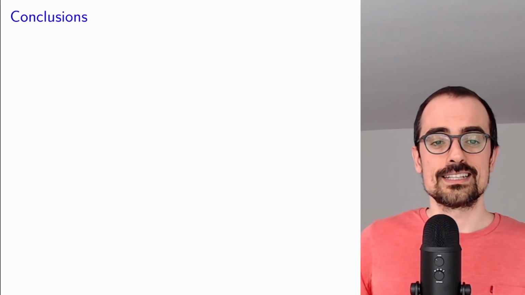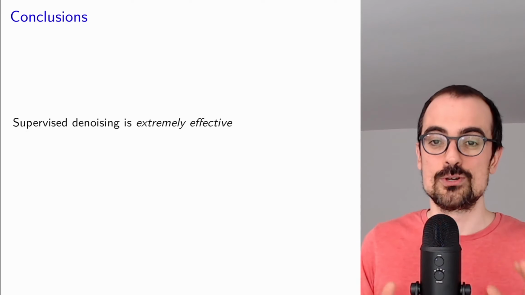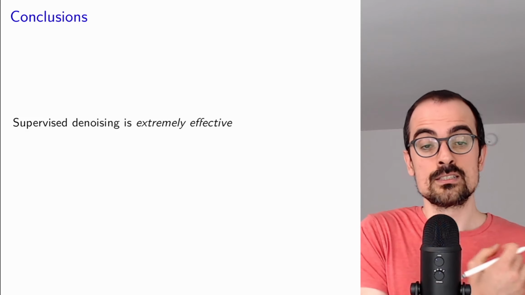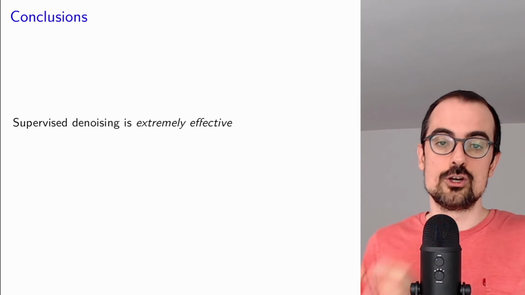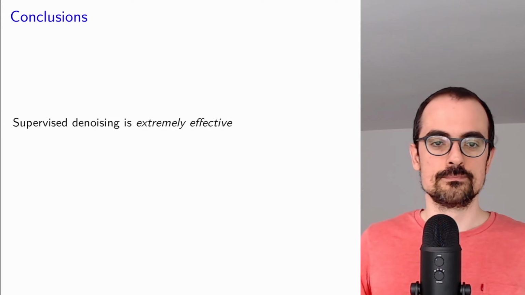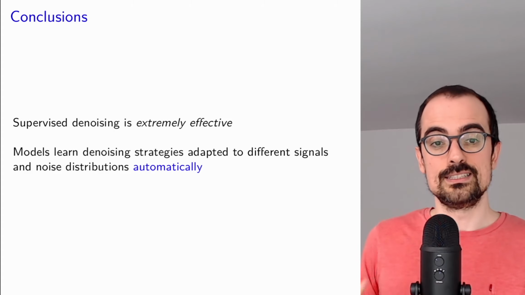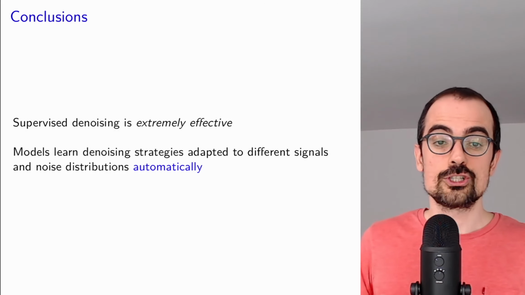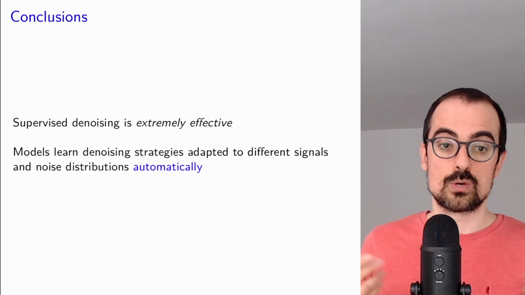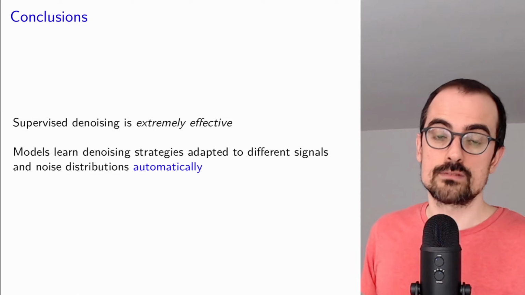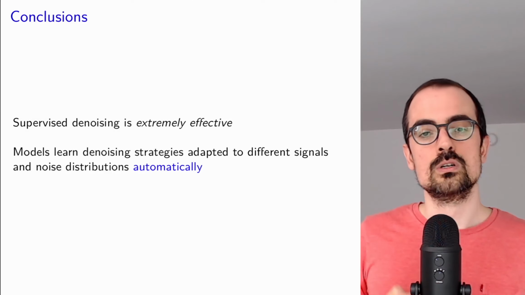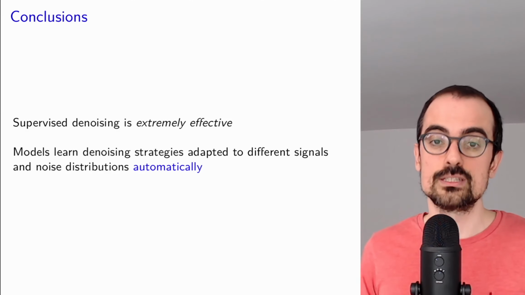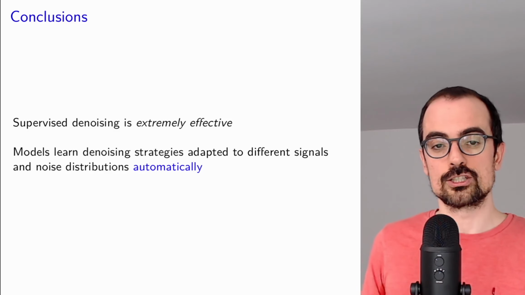All right, so now for the conclusions and the word of caution. The conclusions are that supervised denoising is actually extremely effective as long as you have a training set of signals and you can simulate the noise that you're going to encounter when you apply the network. The models learn different denoising strategies that are adapted to the different signals and the different noise distributions, and they do this automatically, which is quite amazing, although you do have to be careful with things such as the field of view that the network has, and also you have to be careful to design the network so that it will actually train efficiently by including things like skip connections or batch normalization.